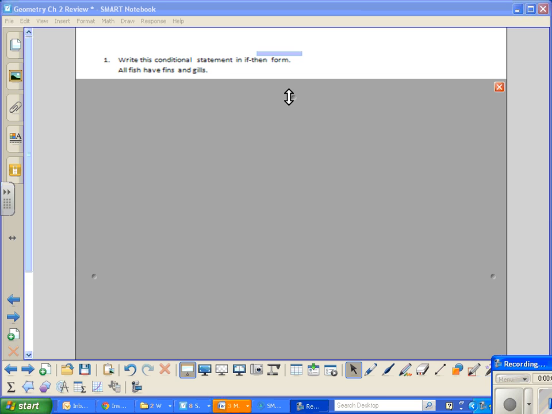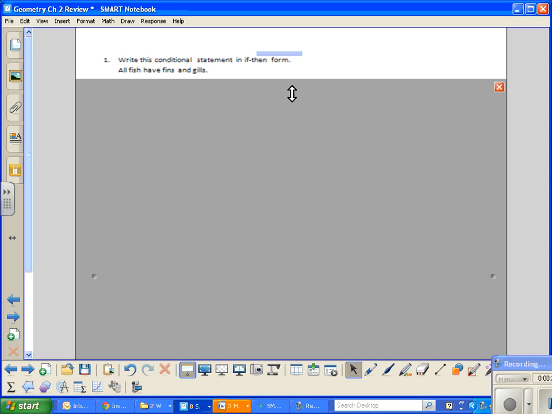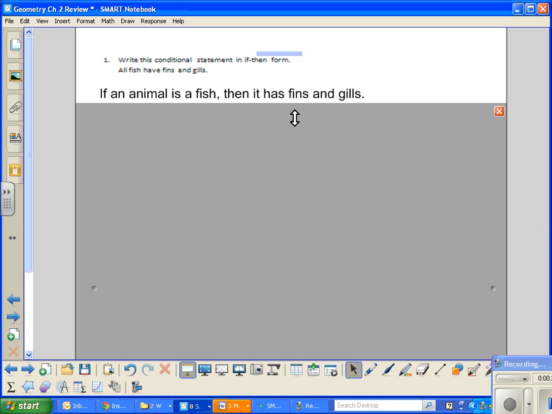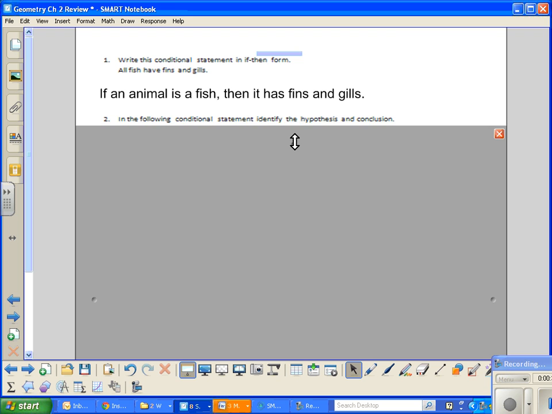For chapter 2, starting out with number 1, we want to write a conditional statement in if-then form for the statement, all fish have fins and gills. So we want to change that to if-then, so we want to define what we're talking about, which is an animal called a fish. And so if an animal is a fish, then it should have fins and gills. So if an animal is a fish, then it has fins and gills.